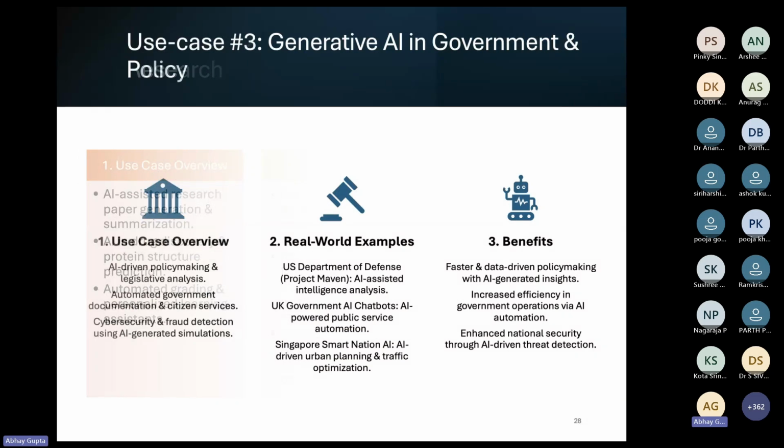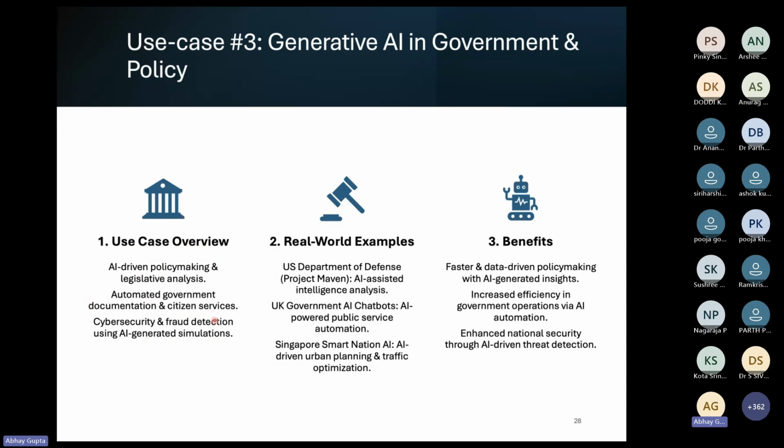Then generative AI in government and policies. So policy making and legislative analysis. So you have these huge documents that come up as a bill. So like as a decision maker or as somebody who's going to vote on it, you can summarize that document. Then it's citizen services.